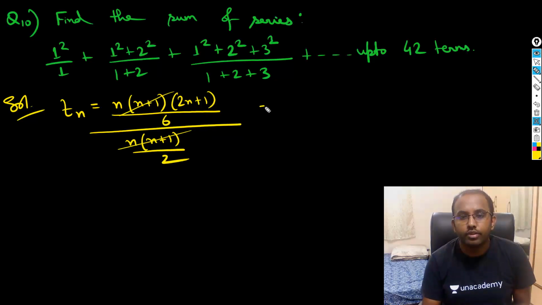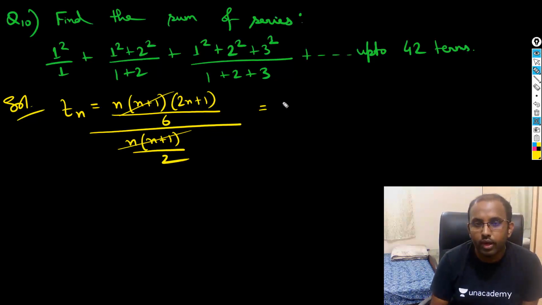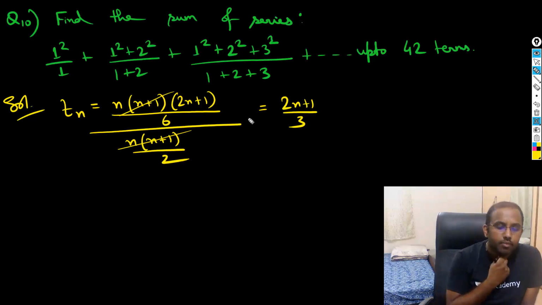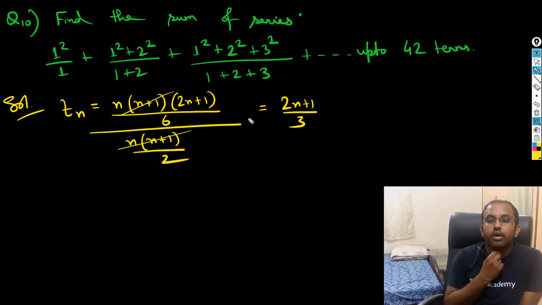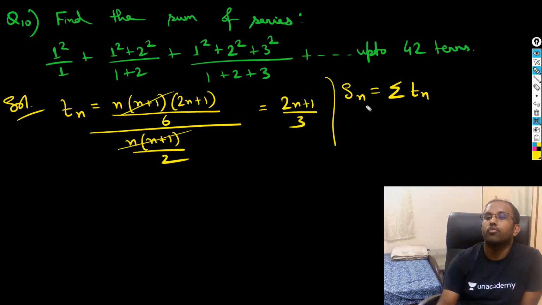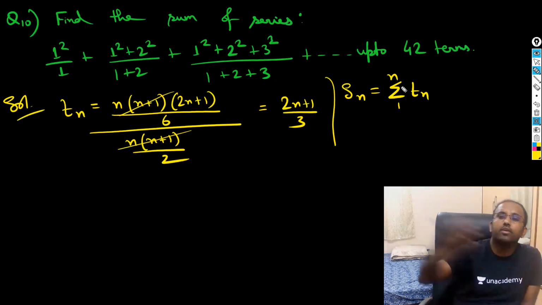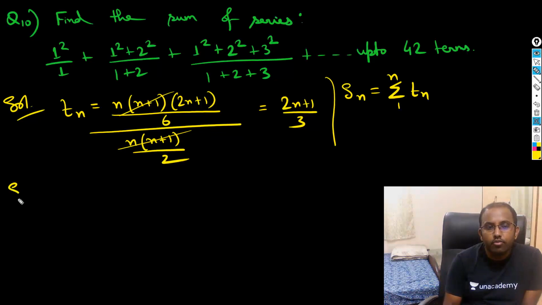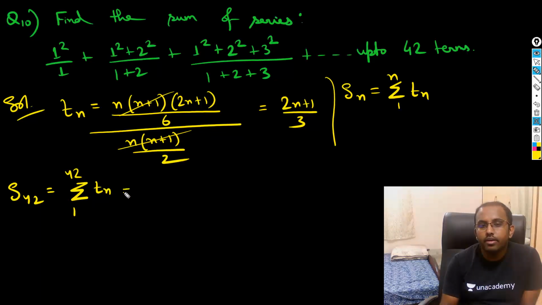So what am I left with now? I'm left with 2n plus 1 divided by 3. So I get my Tn as 2n plus 1 by 3. But I need to get the value of the sum actually. So what is Sn, guys? Sn is the summation of Tn from 1 to n terms. That means I just need to add those n terms of Tn, right? So if I calculate S42 here, that is the sum from 1 to 42 of Tn. What is Tn here? Tn is basically 2n plus 1 by 3.